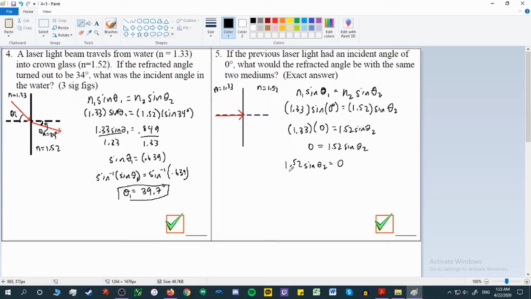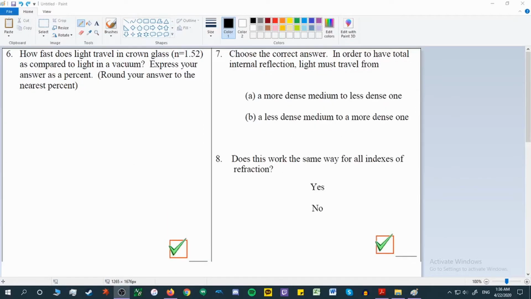Alright, we're going to divide both sides by 1.52. So we get sine of theta 2 is equal to 0. We're going to take the inverse sine of both sides. And if you didn't know what the inverse sine of 0 is, let me tell you, it is, drum roll, 0. So your refracted angle should be 0 degrees.